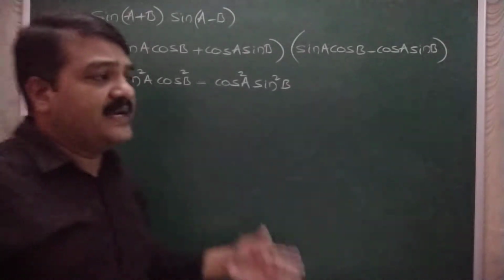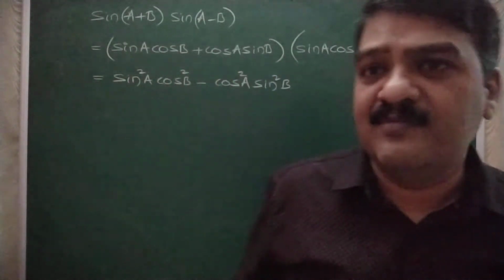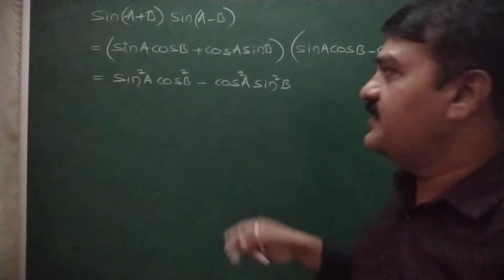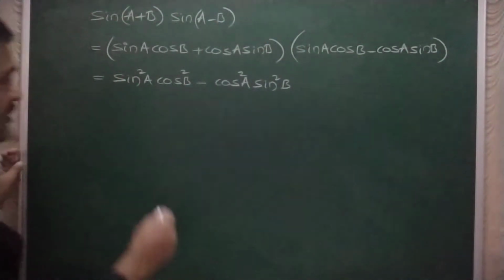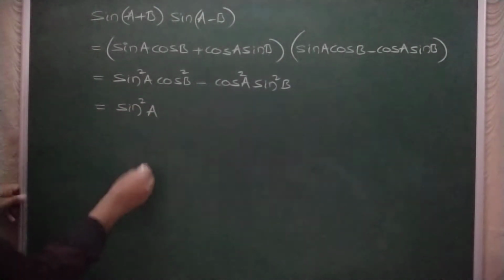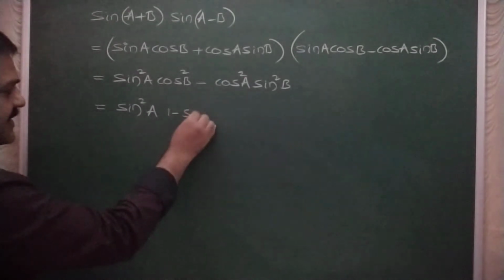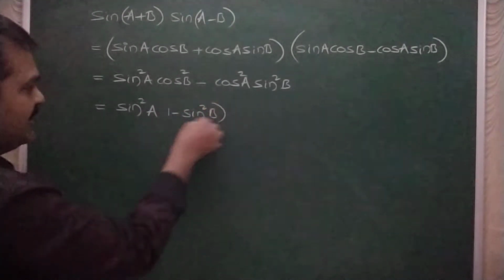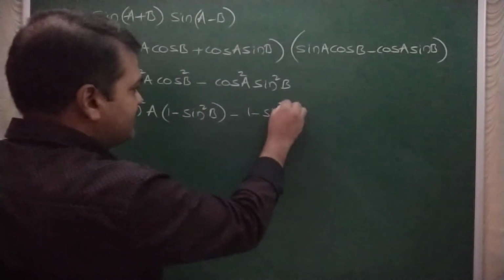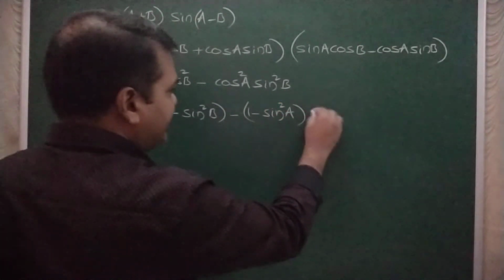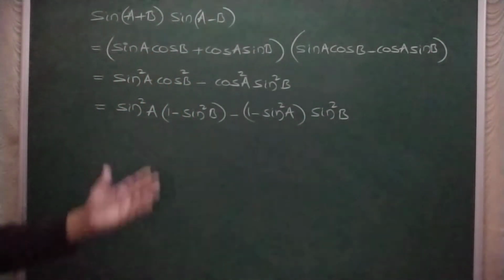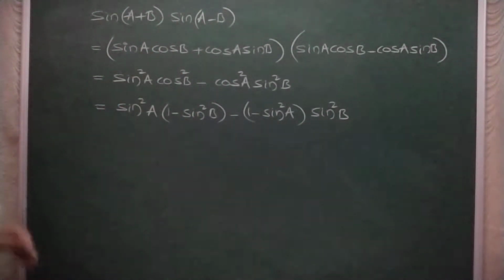Now if I want to get the formula completely in terms of sine or completely in terms of cos, we can use the identities. For example, if I want the formula completely in terms of sine, cos square B is written as 1 minus sine square B, and cos square A is written as 1 minus sine square A, just using identities. So if you use identities, the formula is clearly in terms of sine now.